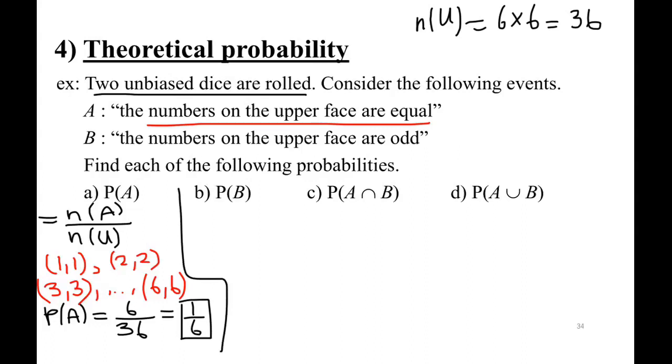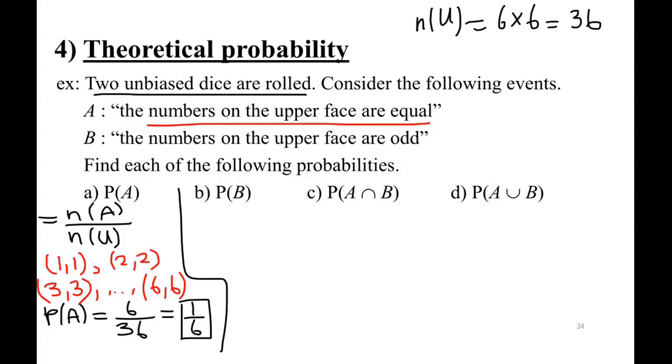So we can represent that probability as a percentage by multiplying it by 100. 1 over 6 times 100 gives me the percentage of occurrence of event A, while 1 out of 6 gives me the probability of occurrence of event A.